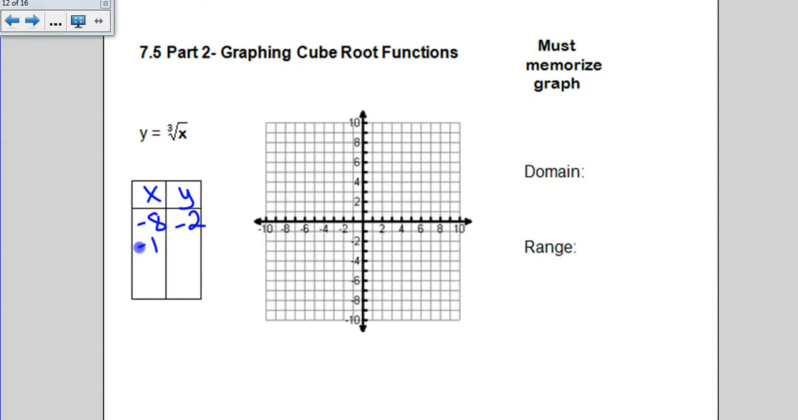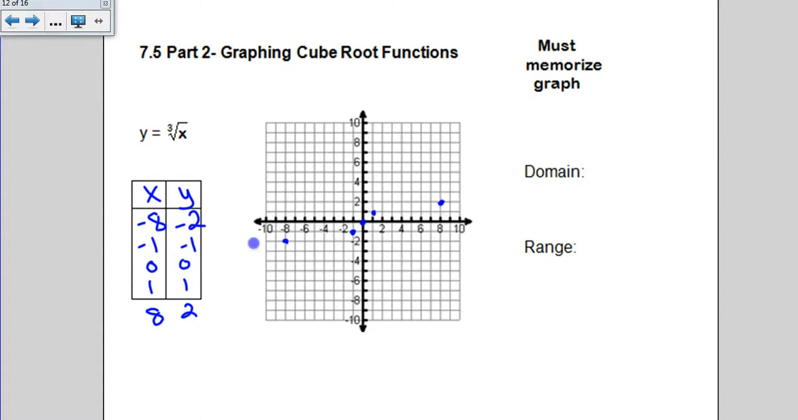The cube root of -1 would be -1. Cube root of 0 would be 0. 1 would be 1. And 8 would be 2. So if I plot these points, -8, -2, and you could get all those points off of your calculator's table if you weren't feeling like thinking. -1, -1, 0, 0, 1, 1, and then 8, 2.